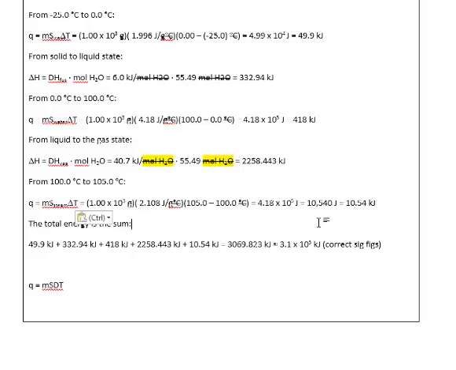Okay. The total energy is the sum, 49.9 kilojoules plus 332.94 kilojoules plus 418 kilojoules plus 2,258.443 kilojoules plus 10.54 kilojoules equals 3,069.823 kilojoules equals 3.1 times 10 to the third kilojoules in correct sig figs.